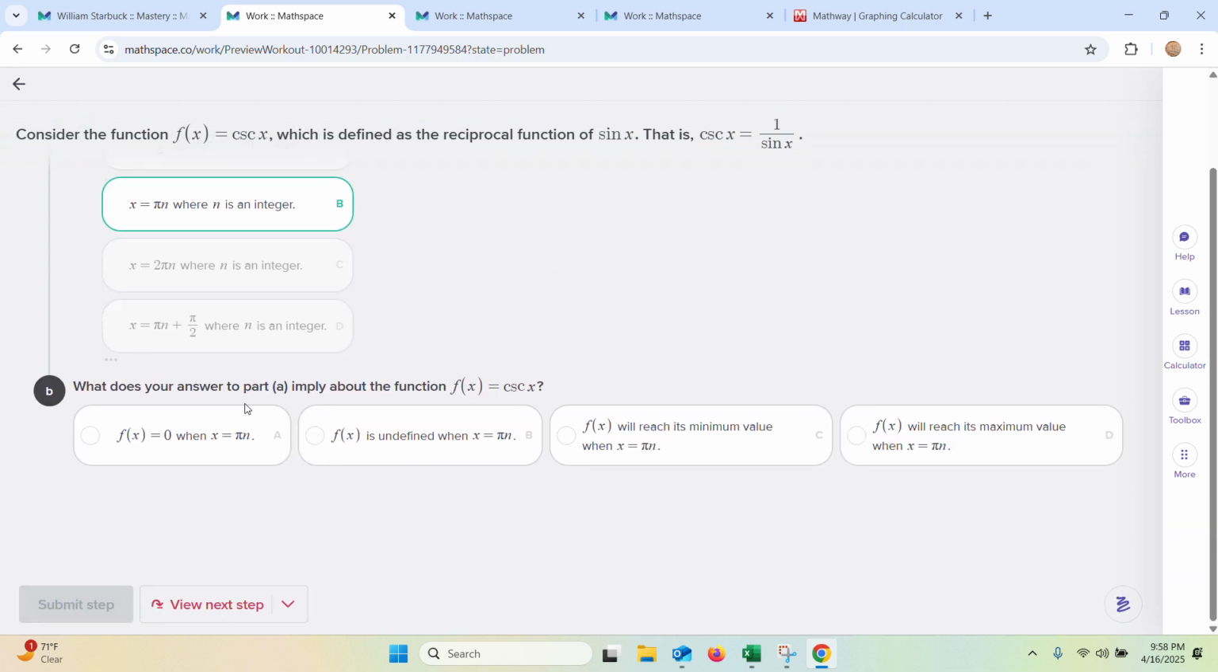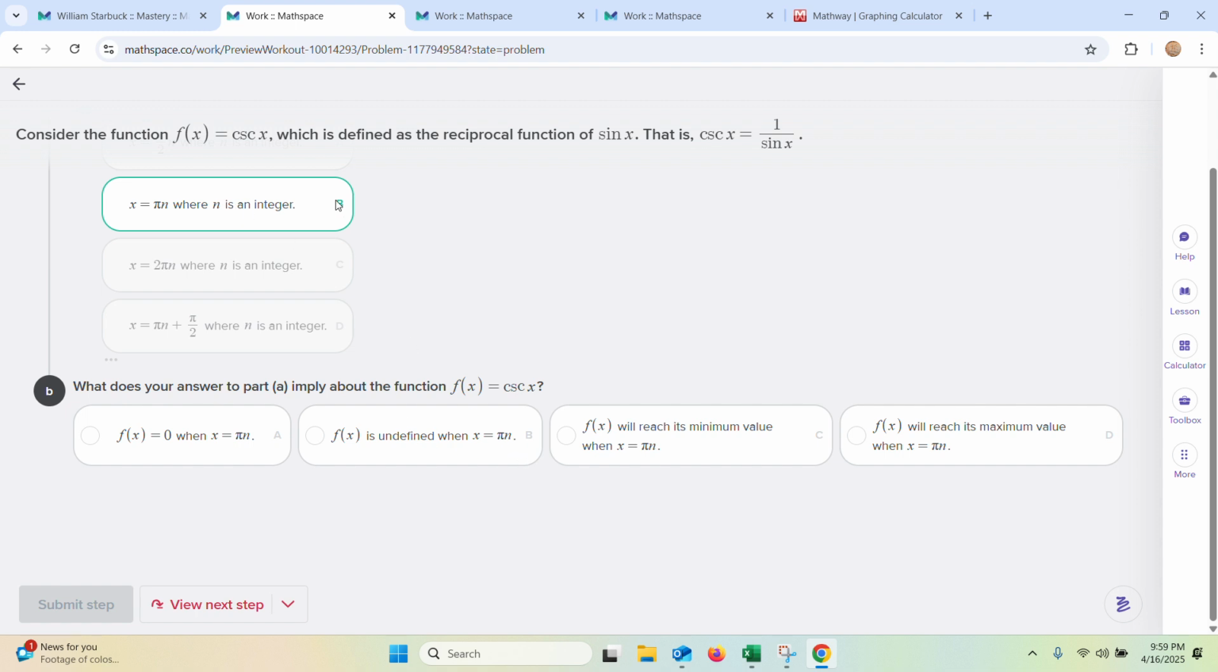Okay, so now it's saying, based on your answer here, what about cosecant? What does that imply about it? Well, if sine is 0 at every pi, the inverse of 0 is undefined. If you do 1 divided by 0, it's bad juju, right? Your calculator blows up. So that means that wherever it's 0, it's going to be undefined. All right? F of x is undefined when x equals.